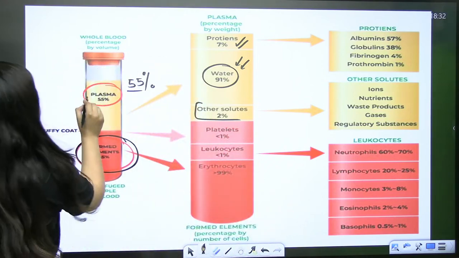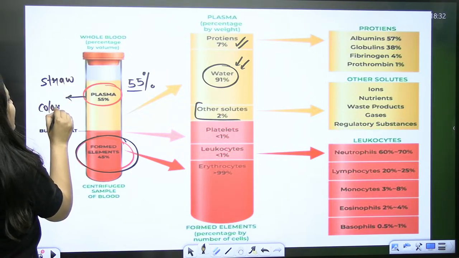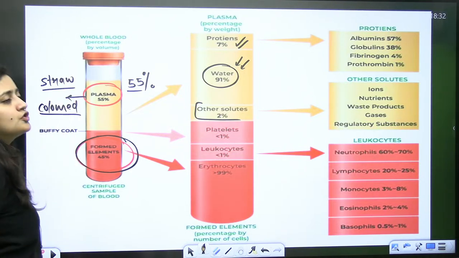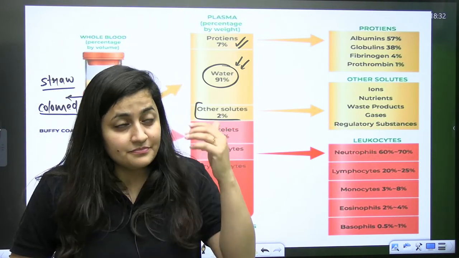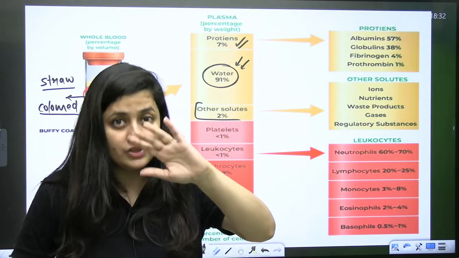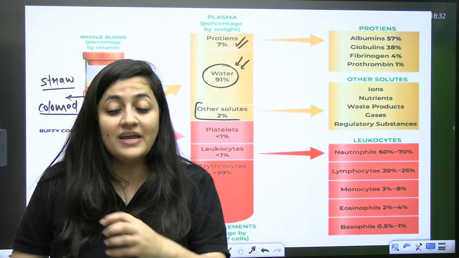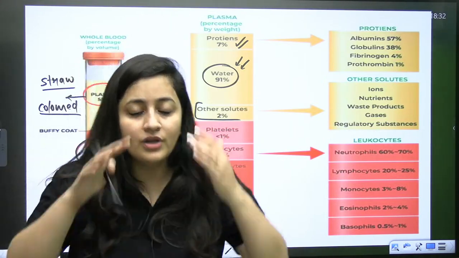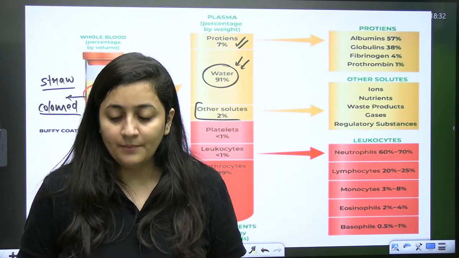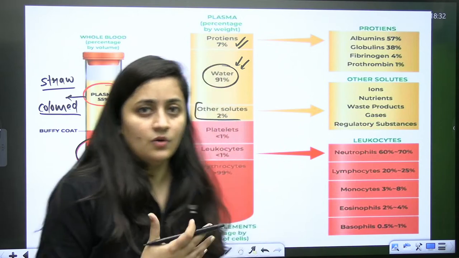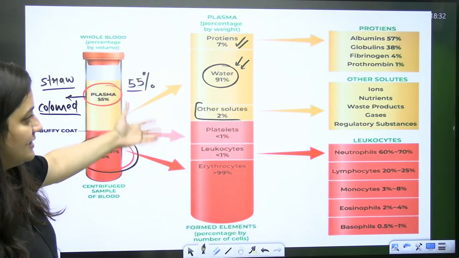When you talk about this plasma, it is straw colored, which means kind of pale yellow. Here in this plasma, proteins, solutes, and mainly water are present. That's why it is always advised to have a good amount of water in your body. We need water. A major part of our body is nothing but water.